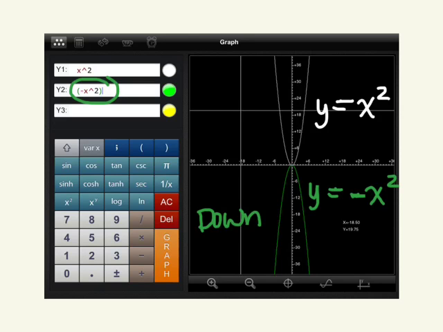Down. Okay? The white graph opened up, and now when we put a negative in front of the equation, it opened down. Is it the exact same shape as the other one? Yeah, when you were working on the table, the only difference was that the y values were negative, right? Everything else was the same.